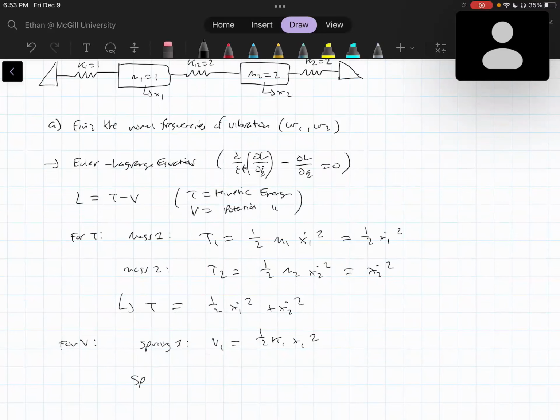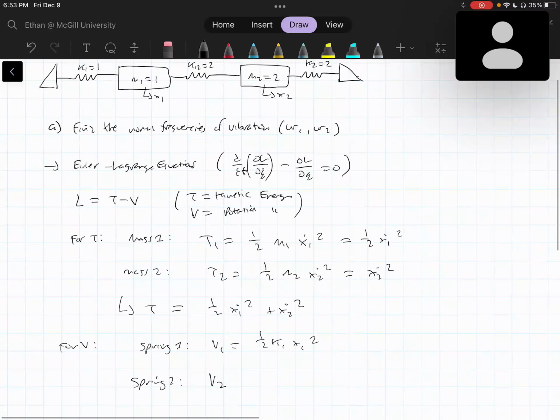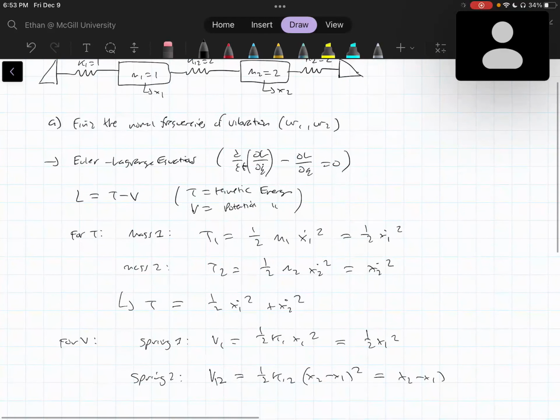For spring 2, the compression or extension of spring 2 will be governed by both the motion of mass 2 and mass 1. So V12, because it is between the two masses, is going to be half k12 times x2 minus x1 squared. You can rewrite the first expression, since we know k1 is just 1, as half x1 squared. And the second expression is going to be x2 minus x1 squared.